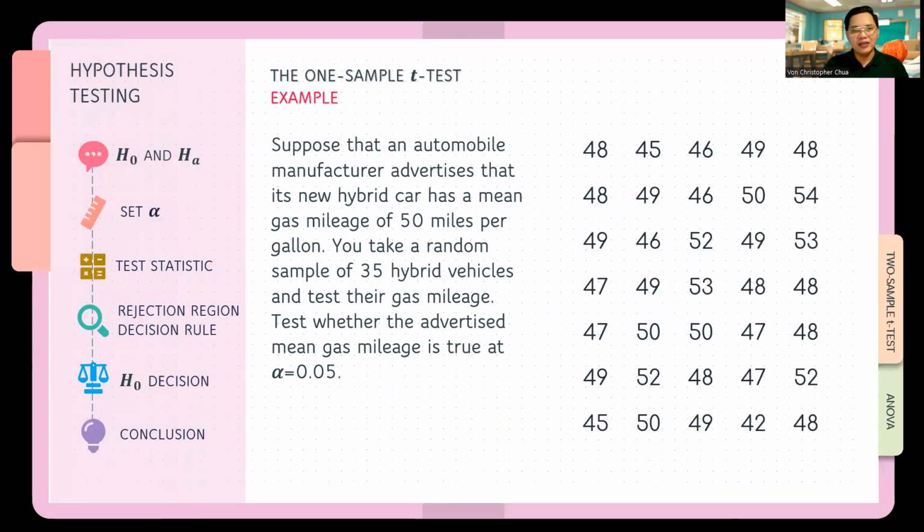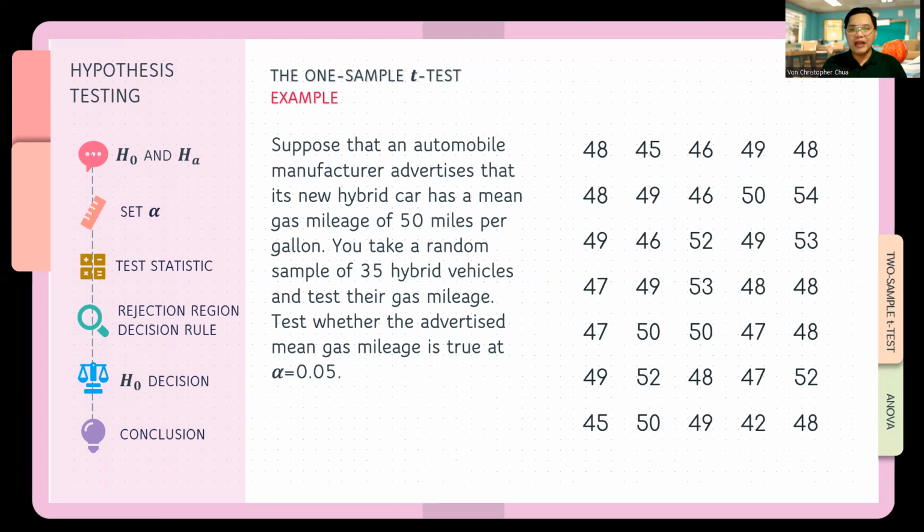All right, so let's take a look at an example of the one sample t-test. Now remember that the intention or the objective of a one sample t-test is to compare the mean from a sample data with a hypothesized mean or the mean of the population. For example, if a certain automobile manufacturer advertises that its new hybrid car has a mean gas mileage of 50 miles per gallon, and we take a random sample of 35 hybrid vehicles and test their gas mileage, we can test whether or not the advertised mean gas mileage is in fact true at alpha equal to 0.05.